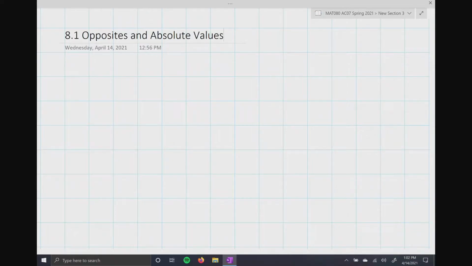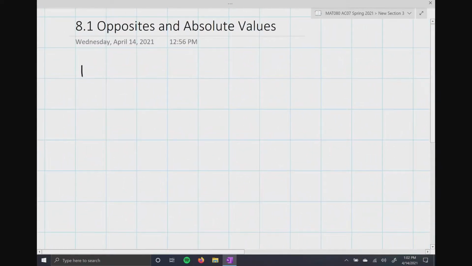Opposites and absolute values. So real quick, we need to define, just like we always do in every chapter, some words here. So the first one, just positive numbers. This is very simple stuff. I'm pretty sure you know this already. So positive numbers are numbers greater than 0.